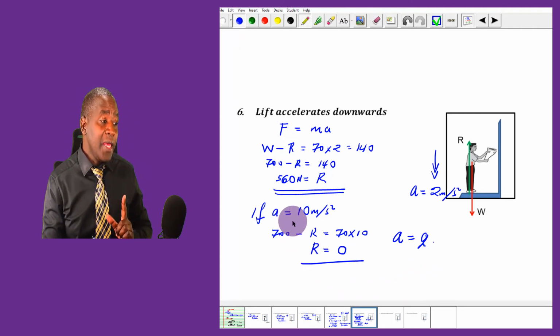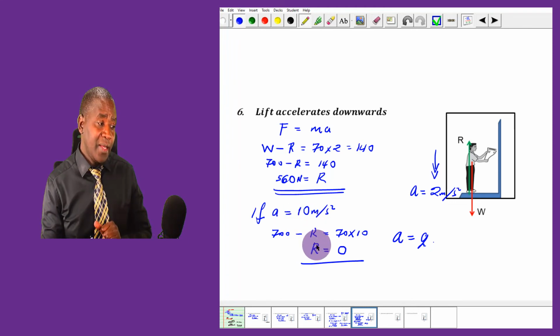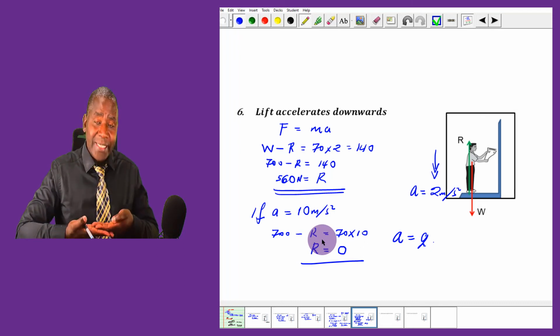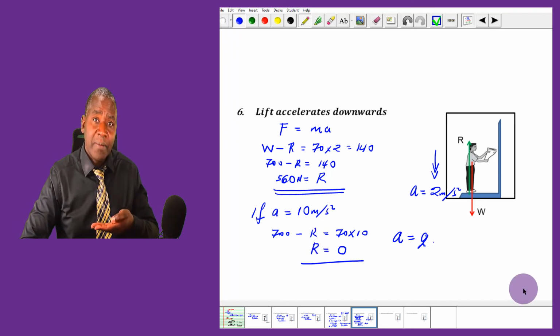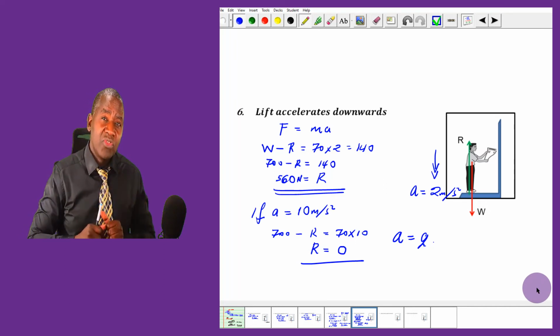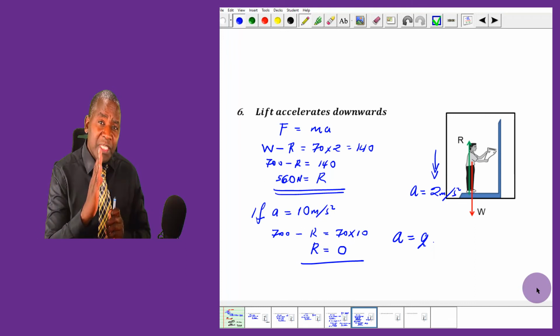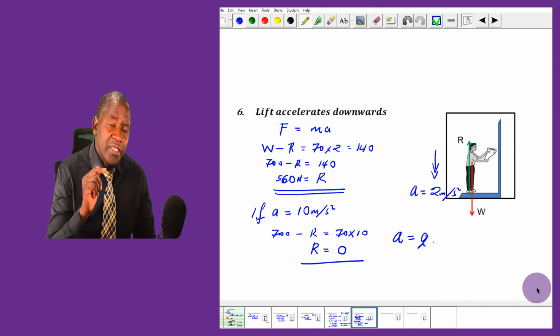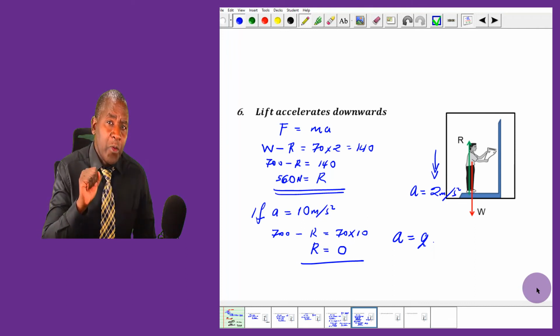Now, if A is greater than g, then the floor of the lift will literally leave your feet and you'll just be suspended in air this time. Chances are that you will be suspended in air and you will tend to be left behind by the lift because your acceleration is 10 meters per second squared. It is free fall.